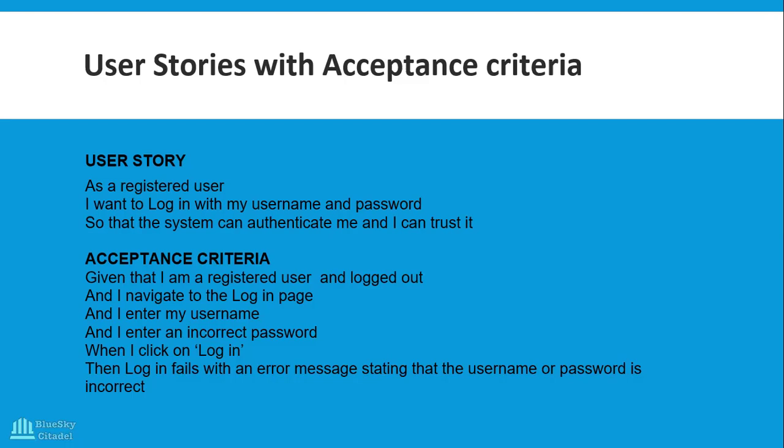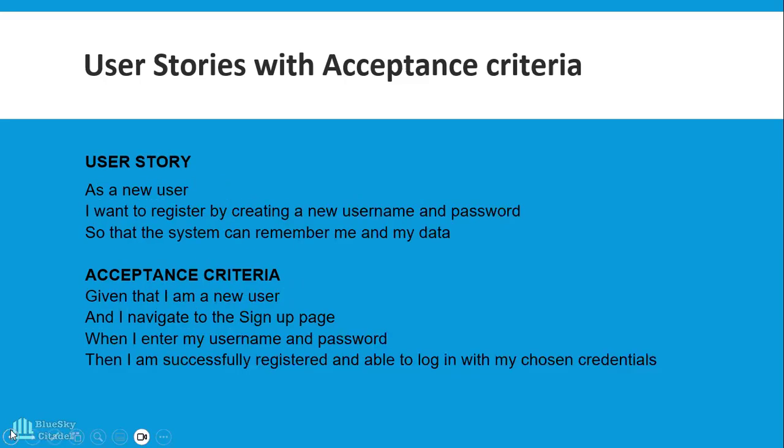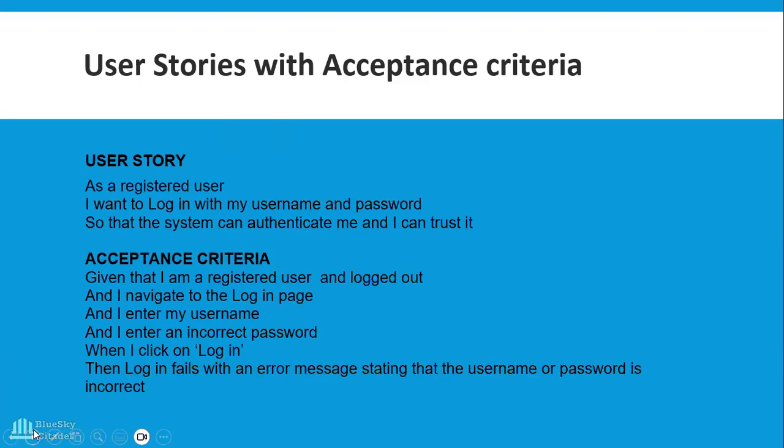so let's follow the story. This person wants to be able to log in with their username and password so that they can be authenticated by the system, isn't it? Now, note, what's the kind of user? A registered user. That means they've already done this step that we said before. Do you get? They've already come in as a new user. They've already registered, created their username and password, okay? And that functionality is working.